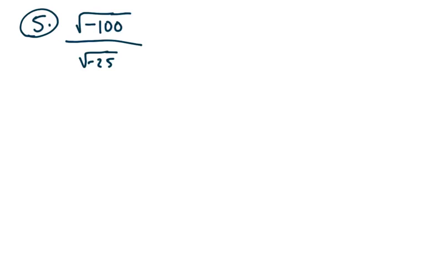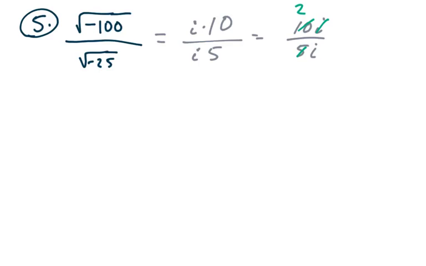All right, so now we're dividing. You have two options here. You can divide the top and the bottom. So the top would be i times 10, or 10i, and the bottom would be i times 5, or 5i. So I'm going to rewrite it as 10i over 5i. We know that 5 goes into 10 two times, and the i's divide out, so you're just left with 2.